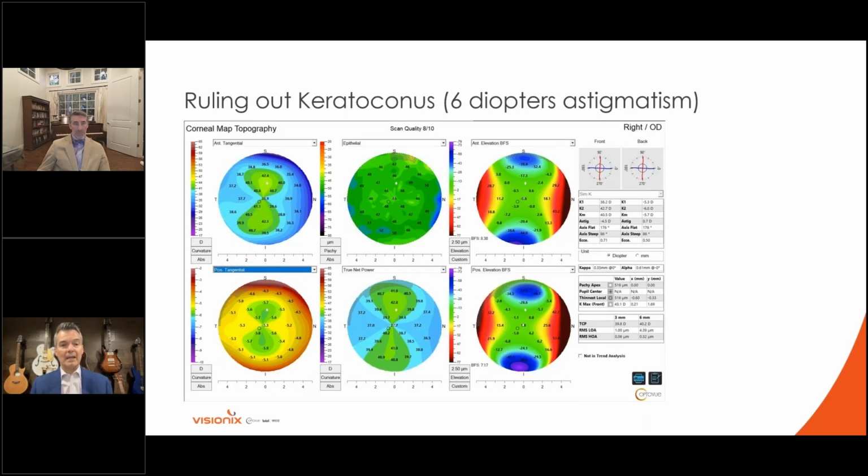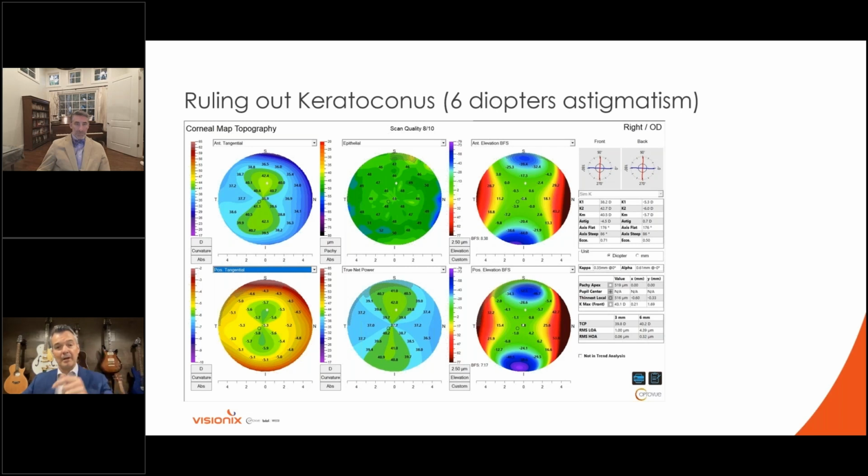And when we look at the topographies, essentially, and when we look at the anterior surface, that's the top left, you can see it has that classic dumbbell appearance. There's a little bit of asymmetry there, but it looks pretty symmetrical for the most part.